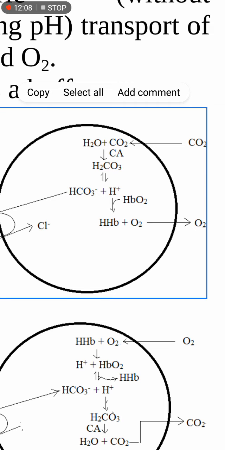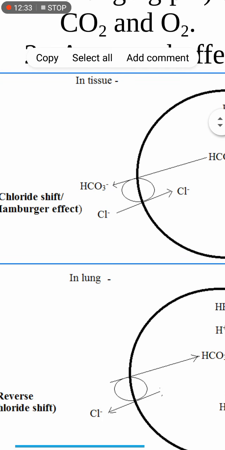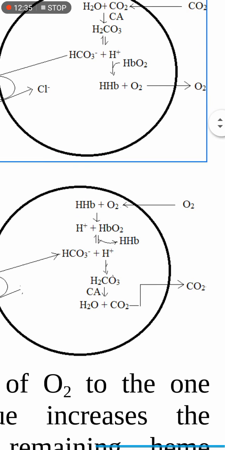Simultaneously, to maintain electrical neutrality, another anion enters into the RBC from the ECF, that is the chloride, in an antiport system. This phenomenon is called chloride shift or Hamburger effect.